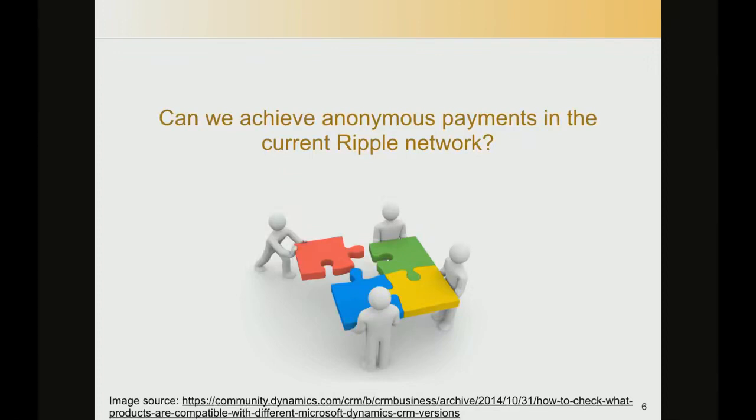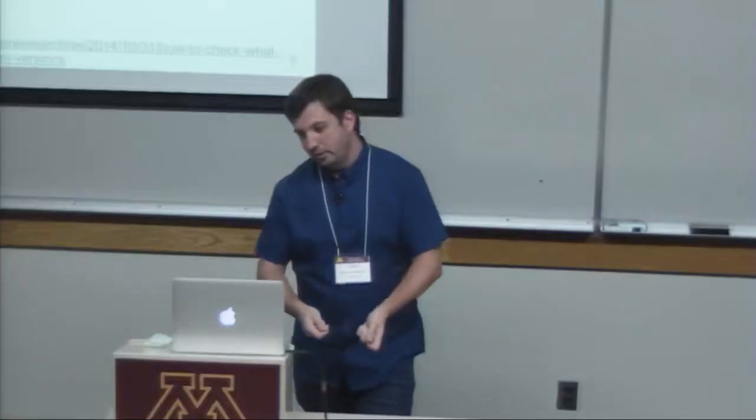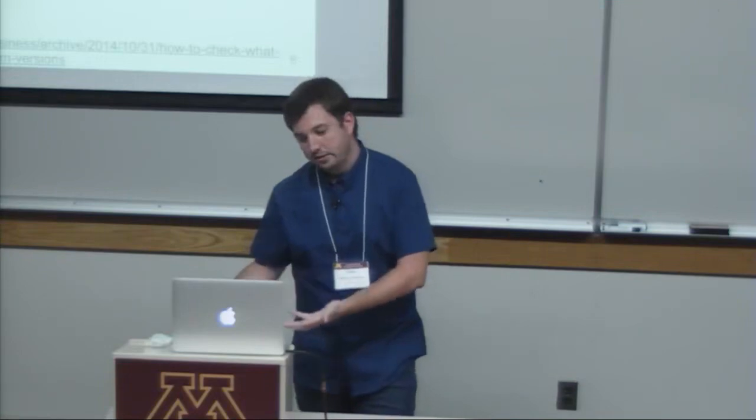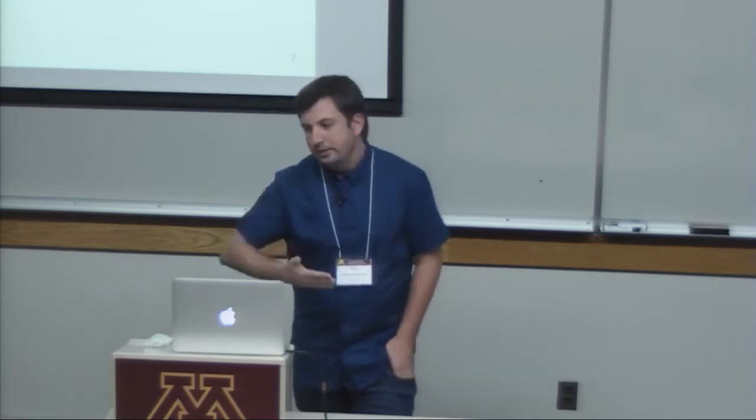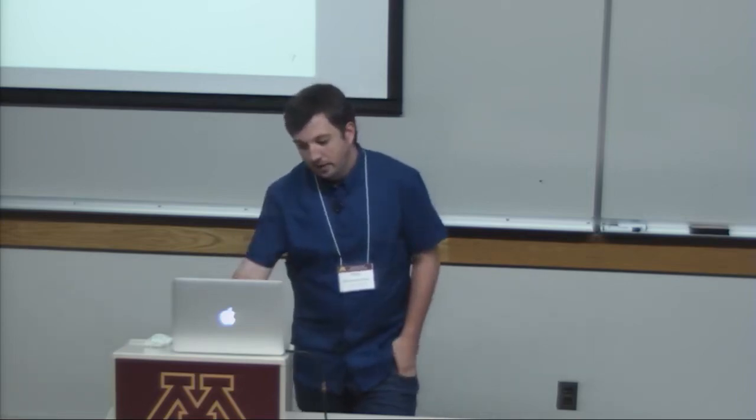Can we achieve some kind of anonymous payments in the Ripple network with the features that we have in the current Ripple network without requiring any extra functionality? So the first thought is obviously not to reinvent the wheel again and try to look at the related work that has been done so far.